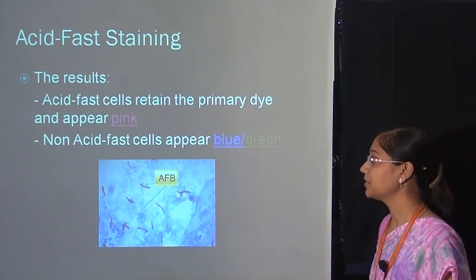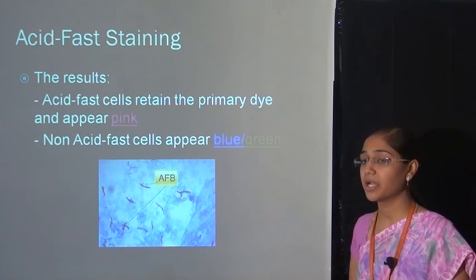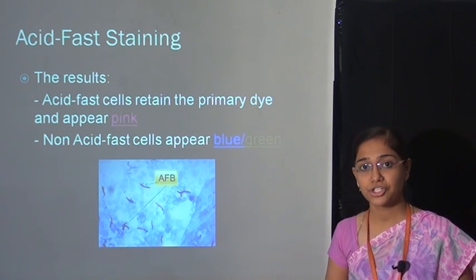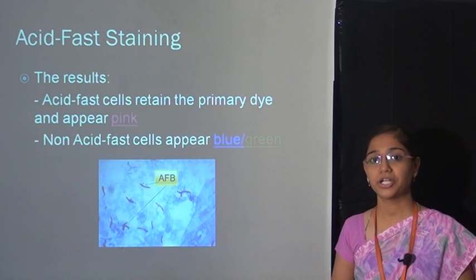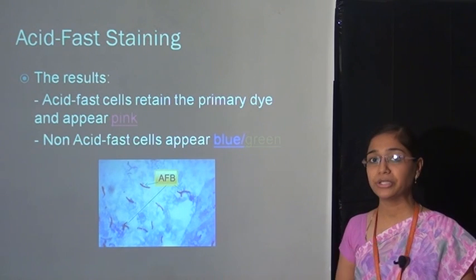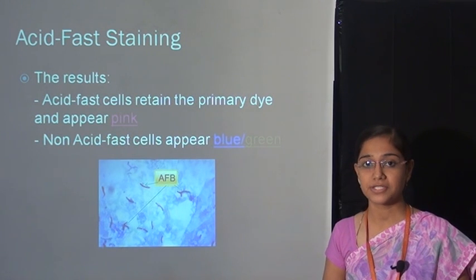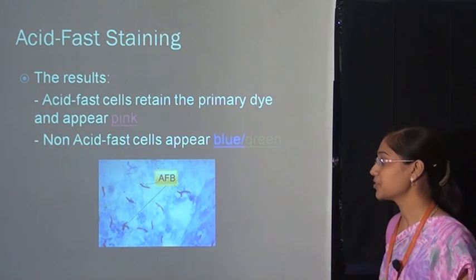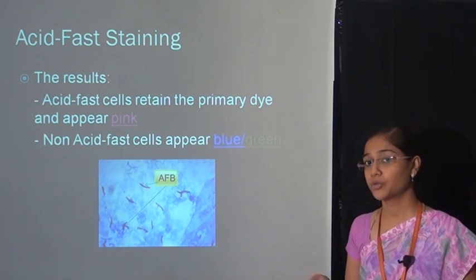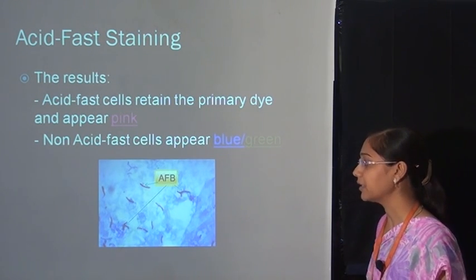And what is the result of the acid-fast staining? The acid-fast cells retain the primary stain and appear pink in color because acid-fast bacteria resist decolorization with 20% H2SO4 solution. And non-acid-fast bacteria are decolorized when we apply the 20% H2SO4, and they appear blue or green in color. You can see the result in the microscopic figure. Acid-fast bacteria are pink in color.